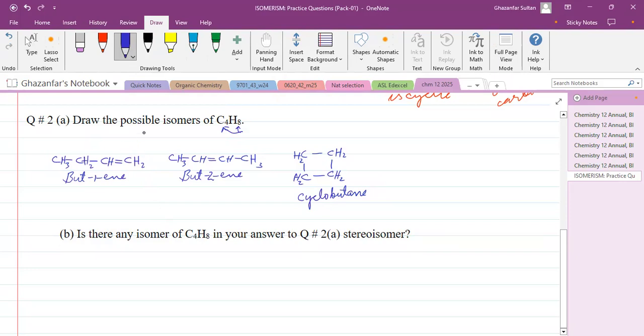Okay, so the B part of this question number 2 asks: is there any isomer of C4H8 in your answer to question number 2A that is a stereoisomer? Is there any stereoisomer? Think about it.